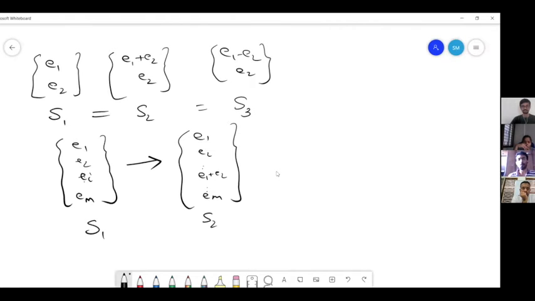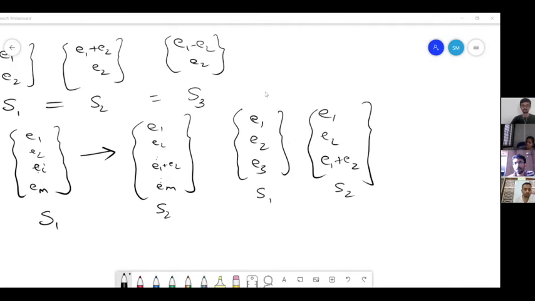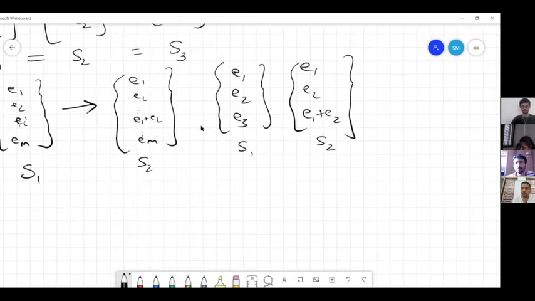Okay, so now let us take a smaller number of equations. E1, E2, E3. Now, if I replace E3 by E1 plus E2, do you think that the solution space is the same? Okay. So, Shravan, do you want to give an example to support your claim?